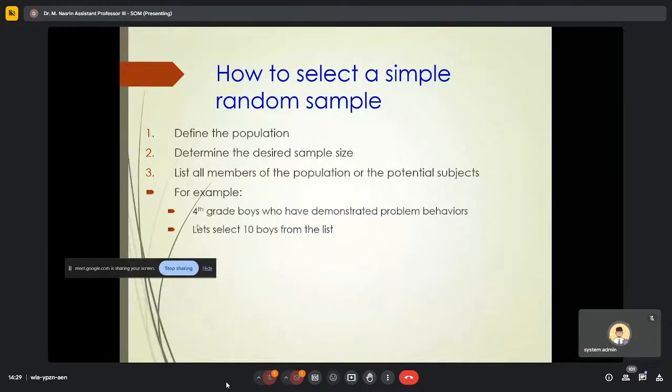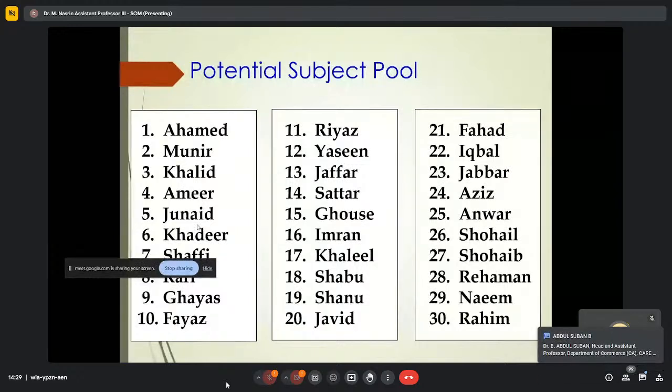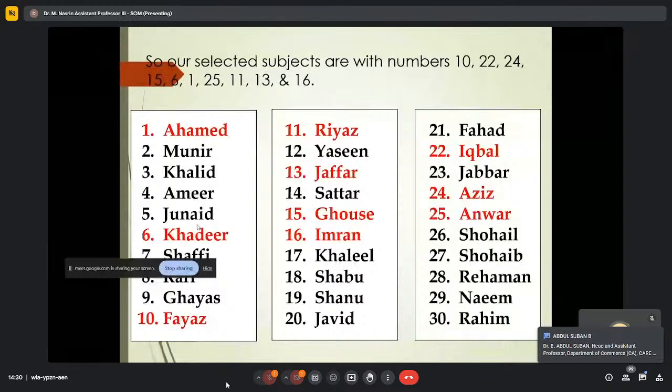So let's select 10 boys from the list, who are very notorious. Imagine there are 30 boy students in my class. I'm going to pick 10 students randomly. Now you can see all the red colored are the notorious 10 students I have chosen randomly. So this is how we select and determine the sample size based on the population.